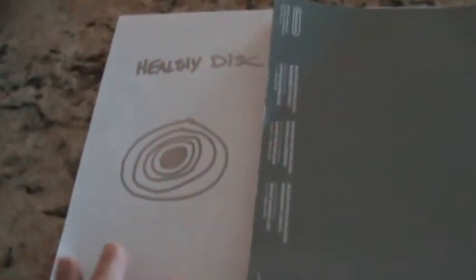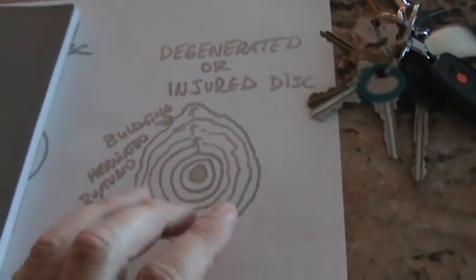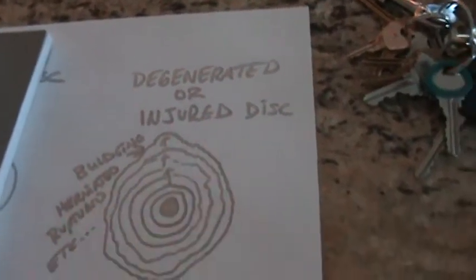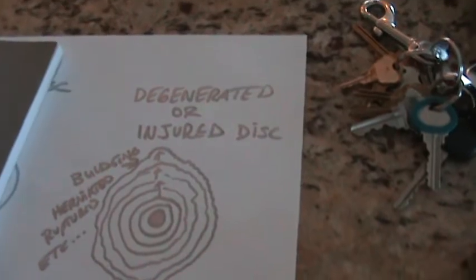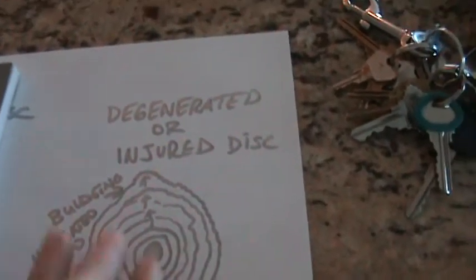So what happens in a weakened disc? Well, what will end up happening is you've still got your nucleus pulposus, but through either a trauma, that's a case of an injured disc, like you fall, or something heavy falls on you, or you get in a car accident or something like that, some kind of trauma, or through degeneration.